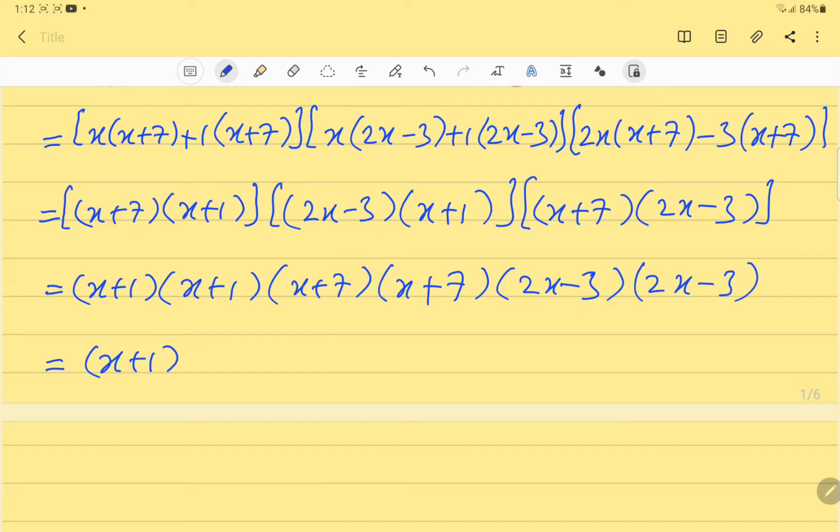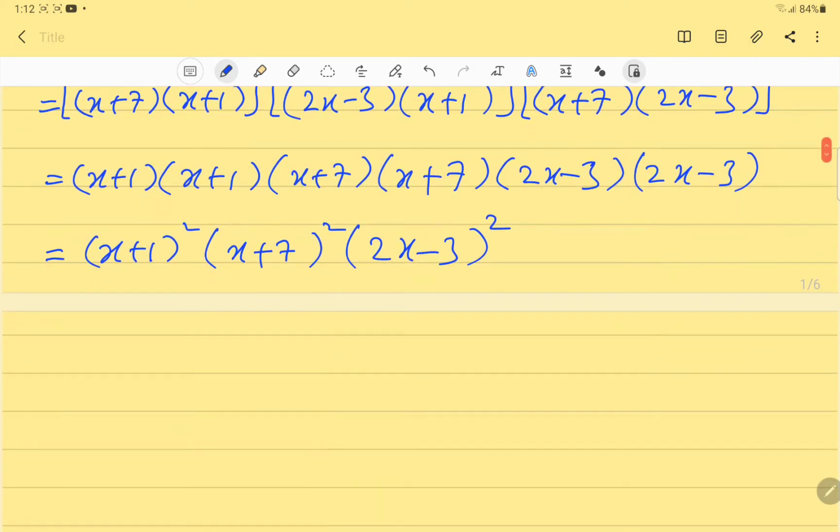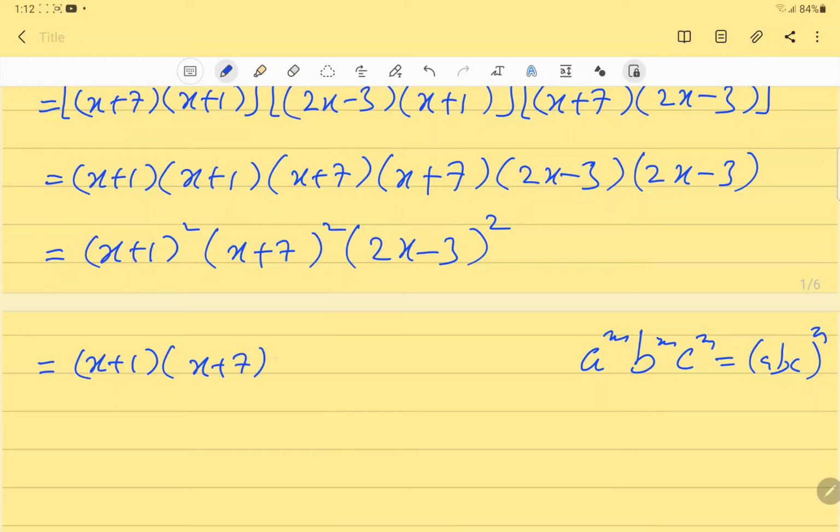We can write their squares now. (x+1) squared, (x+7) squared, and then (2x-3) squared. Using this formula, a raised to power m, b raised to power m, c raised to power m is equal to abc raised to power m, we can write it as (x+1)(x+7)(2x-3) whole squared.